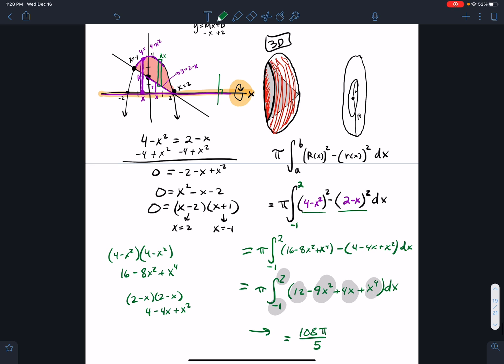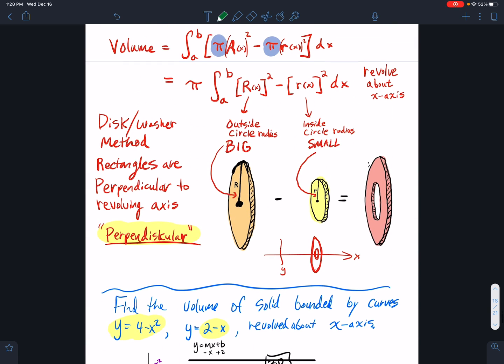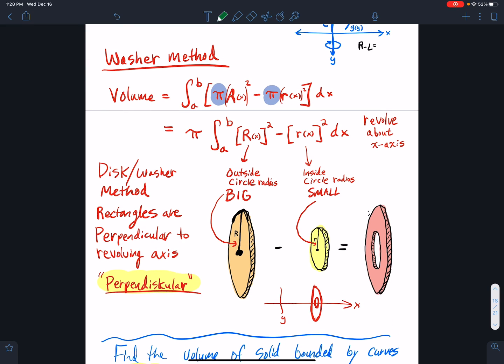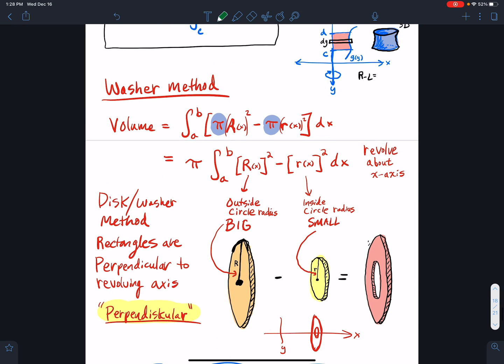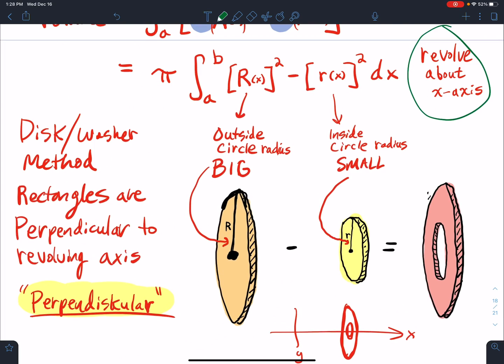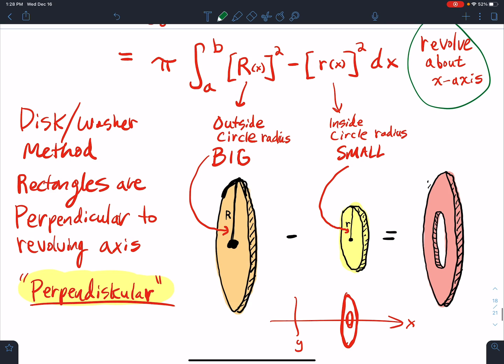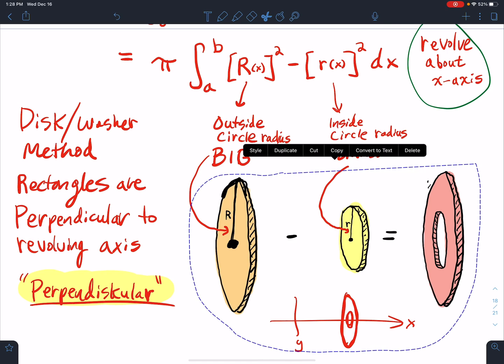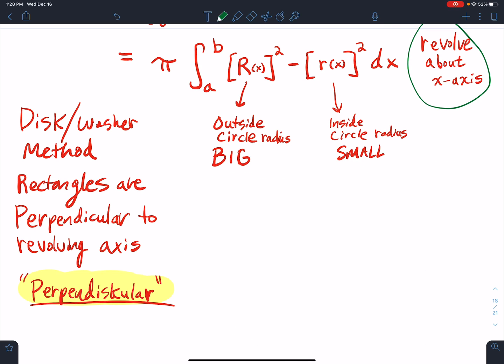Hopefully this video explained the washer and disk method more to where you understand it. Now I didn't write out the washer method for revolving about the y-axis, but it's super easy. It's basically the same formula. I'll just do it real quick just so you'll have completed notes.